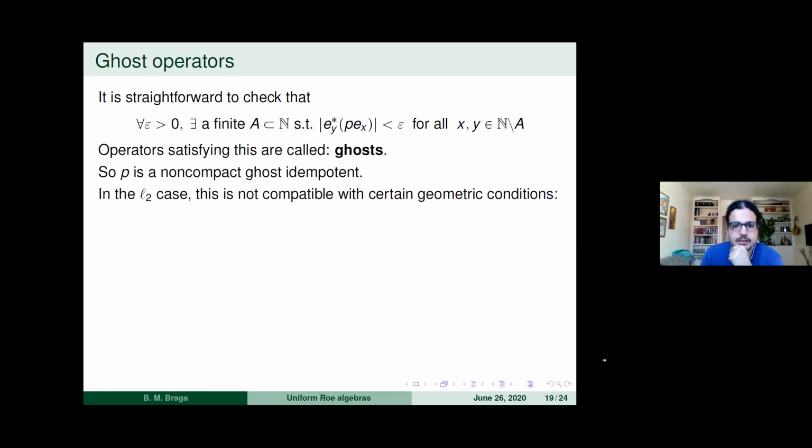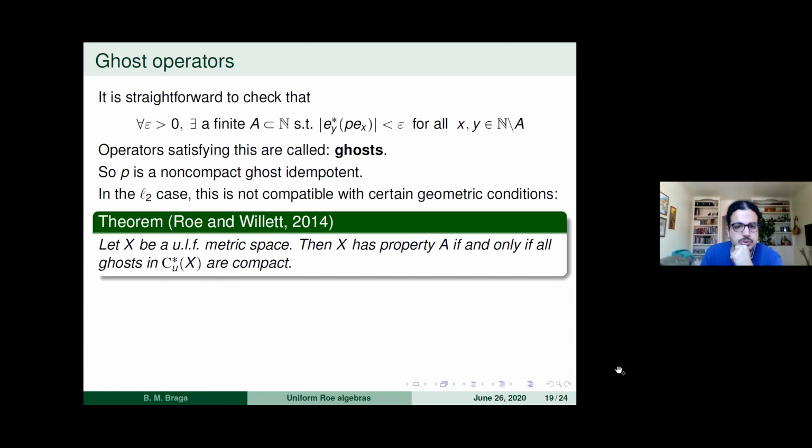And what is the problem with that? The problem is that there are many geometric conditions that say that this cannot happen. So for example, there is this nice result of Roe and Willett that says, and by the way, when I mentioned before that if you don't know what property A is, I would give an equivalent characterization, this is what I was talking about. So this isn't the original definition. The original definition has only to do with the metric, doesn't mention Roe algebras at all, but it is equivalent for uniformly locally finite metric spaces. So you could take it as the definition that a space like that has property A if and only if all ghosts are compact. And the hard part is the reverse implication. The part that is done in this paper here is the reverse implication, the backwards implication.